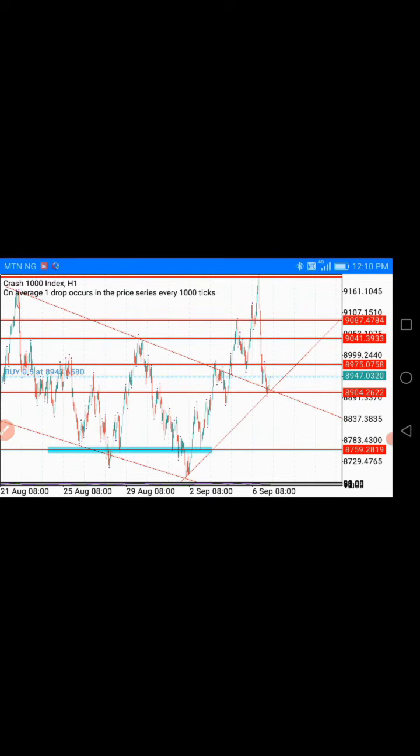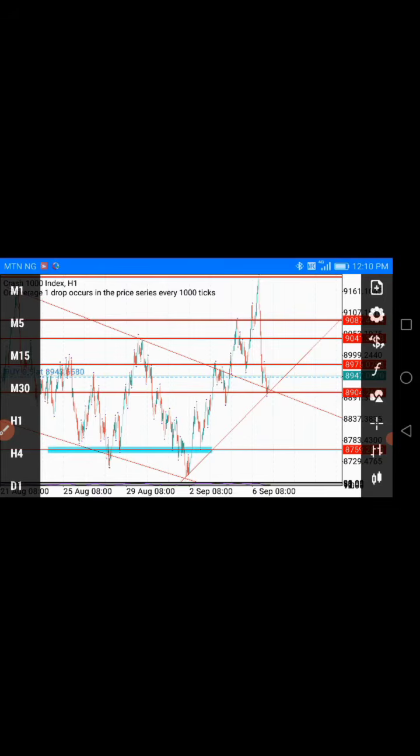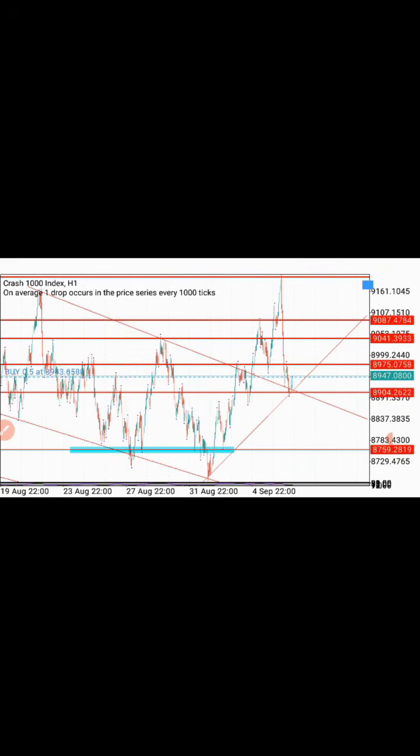Now, what do you do again? Now, you want to put your rectangle at that point. Is there anything you are seeing around that area, guys? This is pure market analysis and chart reading, that you break it down the easiest way.